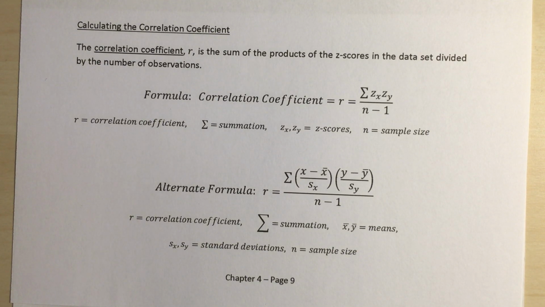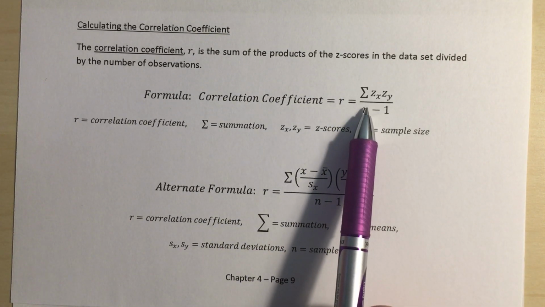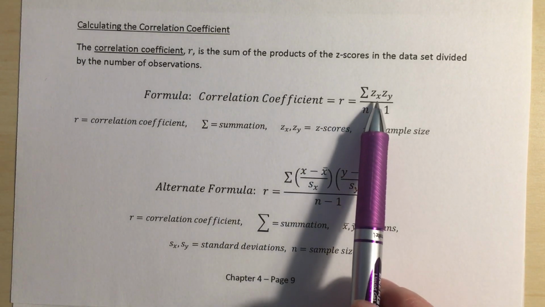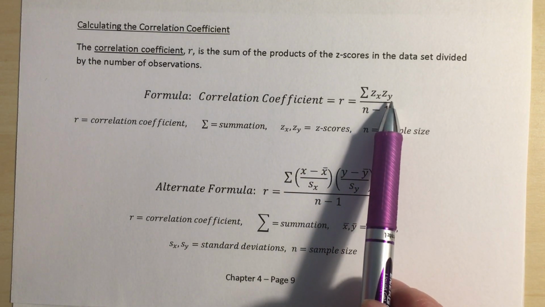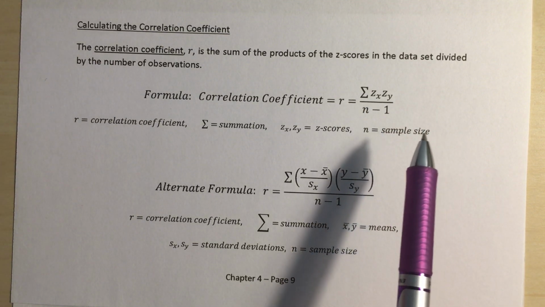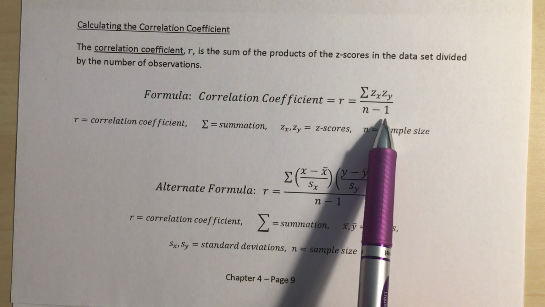Right. So now that we've defined our correlation coefficient and we talked about what it means in context, we're going to talk about calculating it. So our correlation coefficient R is the sum of the products of the z-scores in the data set divided by the number of observations. Looking at our formula, notice that we have the sigma here for a sum, like we did in our standard deviation formula from chapter 3. We see the z-scores of our x values and the z-scores of our y values. These are being multiplied together, and it's divided by the number of observations minus 1.